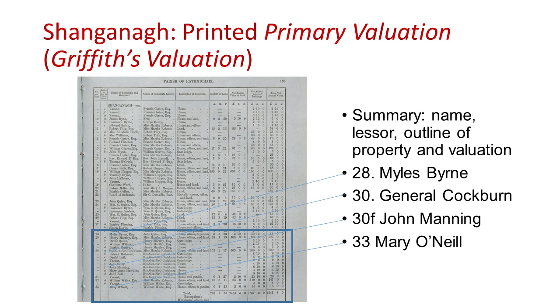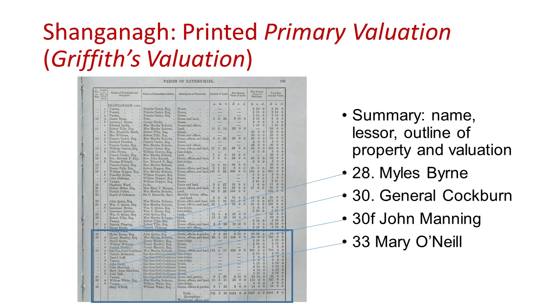But in the primary valuation, all you have is the very summary information where you have the name of the immediate lessor, who's the person from whom you held the land. But it might or might not be the owner of the land or the property.